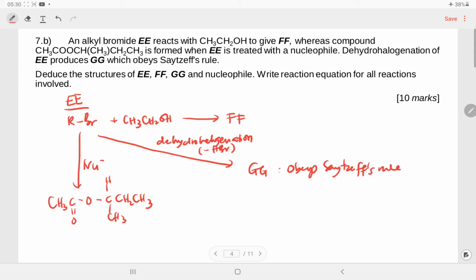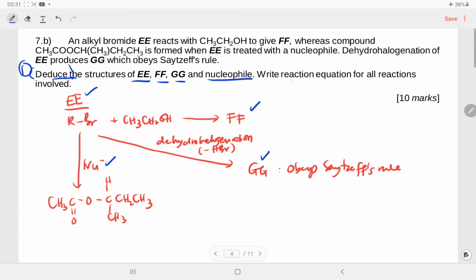So this is the mapping that we have, and from here you need to deduce the structure of certain products, that is EE, FF and GG. When you have the word deduce, it means you have to give some explanation of how you get the structure of EE, FF, GG and the nucleophile. So EE, FF, GG and don't forget the nucleophile. So this is the first task.